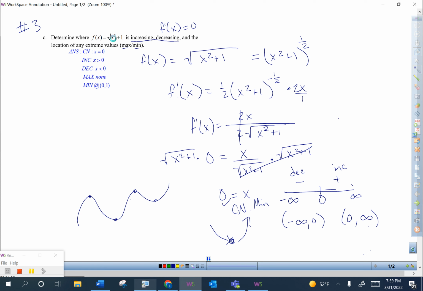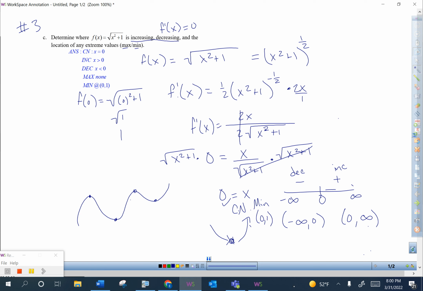Okay, so I'm going to go back up here and just do f of 0 and plug that in. So 0 squared plus 1, that's just the square root of 1, which is 1. So the ordered pair, that's the minimum, is (0, 1), and that is it.